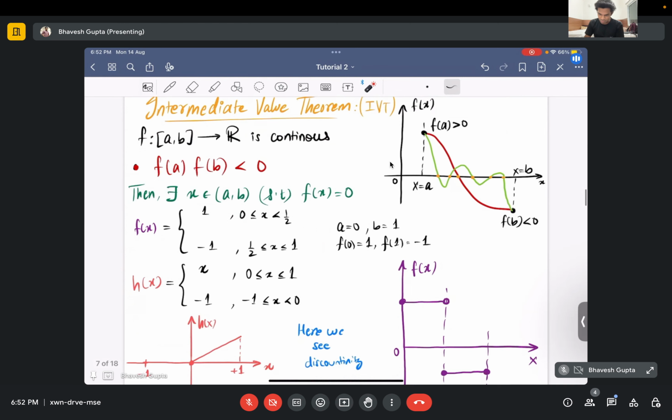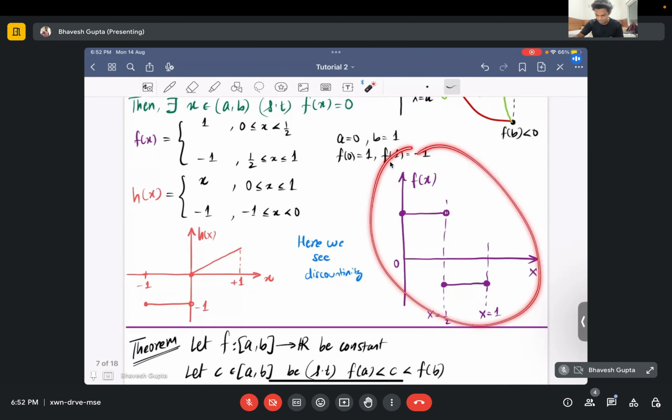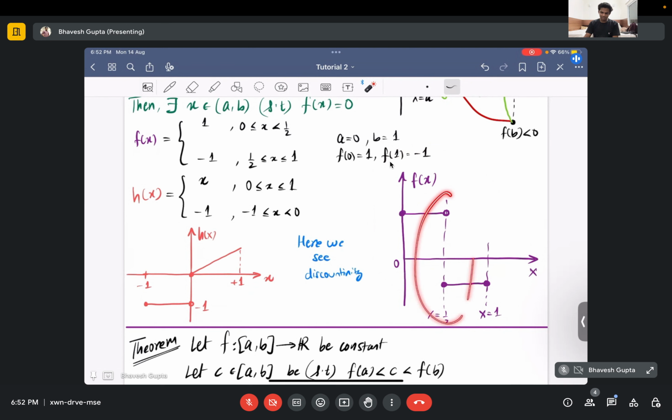And similarly, we can also see the same situation over here. If you see that at x equal to 0, we have a positive value. At x equal to 1, we have a negative value, and you can see there is no root in the graph. At least you can confirm that from the graph. There is no root. And this sounds like we have done something wrong.